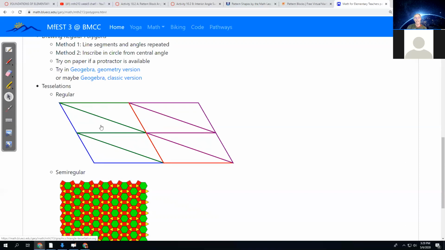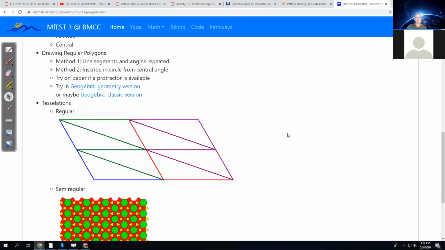A rhombus is a kind of parallelogram, so a rhombus could tile a floor. So tiles could be made out of rhombuses. They could be made out of triangles. There's lots of different shapes tiles could be, where you could tile a floor so there's no gaps.